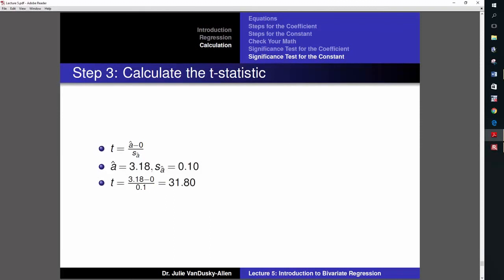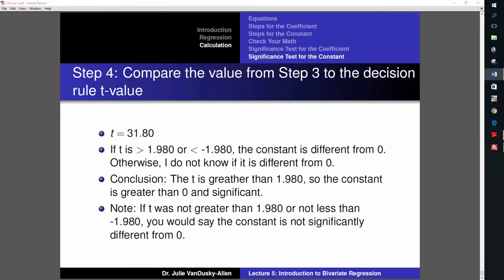So applying this to our example, our a-hat was 3.18 and the standard error of a-hat was 0.10. So 3.18 minus 0, and that value divided by 0.10 is 31.80. So our t-score was 31.80. Recall that our decision rule was, if t is greater than 1.980 or less than negative 1.980, the constant is different from 0. Otherwise, I do not know if it is different from 0. Therefore, our conclusion is the t we calculated, 31.80, is greater than 1.980. So the constant is greater than 0 and significant. Note, if t was not greater than 1.980 or not less than negative 1.980, you would say the constant is not significantly different from 0.